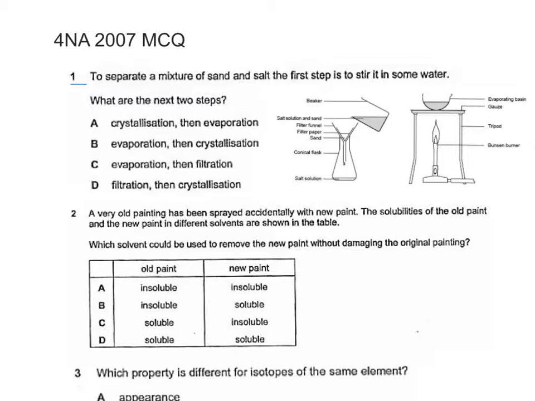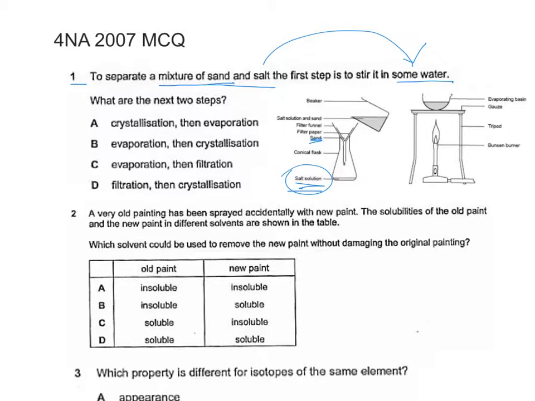Question 1. Question 1 asked to separate a mixture of sand and salt, and they already added some water. We know that salt can dissolve in water to form your salt solution. So now you have a mixture of insoluble sand and the salt solution, which means you can use filtration to separate the sand as the residue and a salt solution as the filtrate.